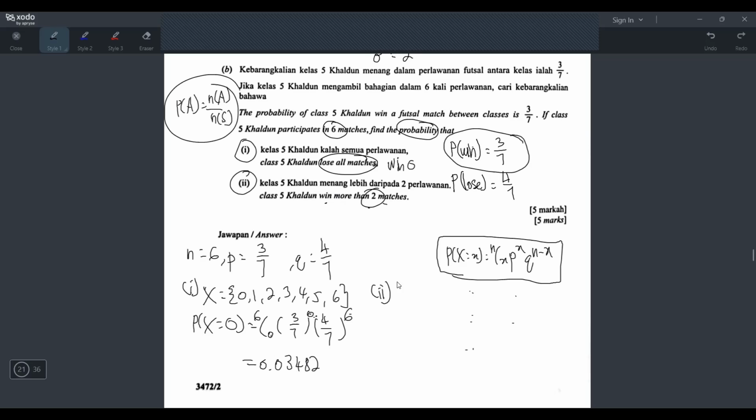Class 5 Khaldun win more than 2 matches. Alright, it means P(X) bigger than 2. Because they say win more than 2, right? That is why it's very simple for me already, because I already made my win my success.